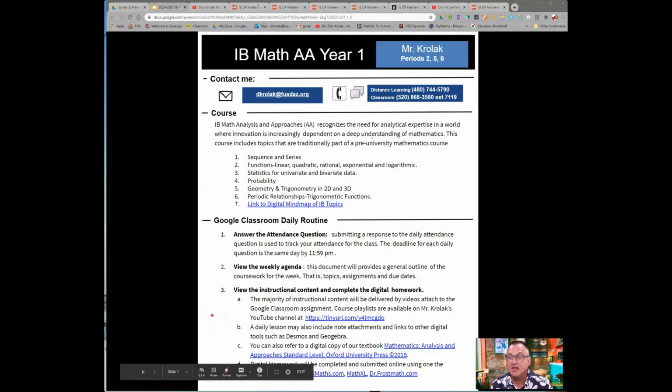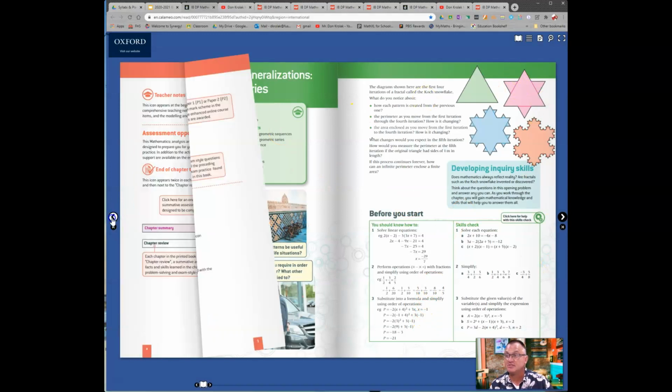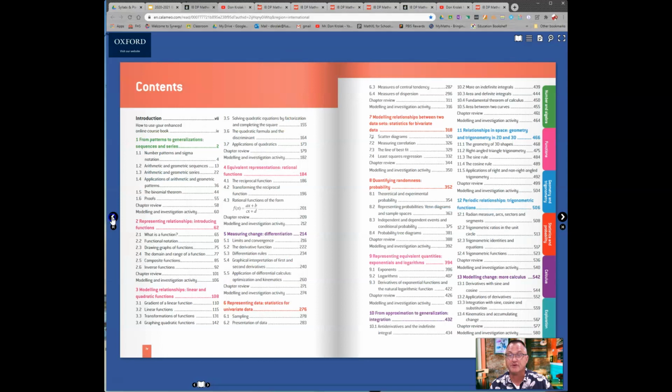The daily instructional content also might include note attachments, documents, links to other digital resources such as Desmos or GeoGebra, which we use quite a bit. There's also a digital copy available to you of the textbook that we're using. With this next link where it says Mathematics Analysis and Approaches, Oxford University, if you click on that link, you want to bookmark this, this is a digital version of your textbook.